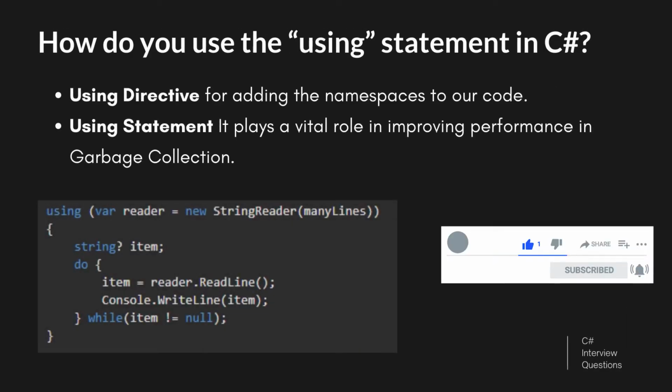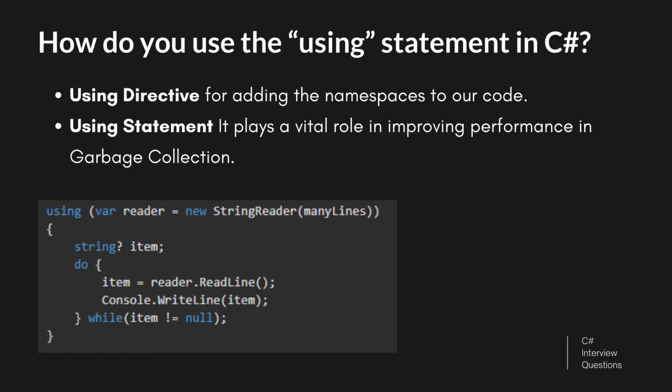How do you use the using statement in C#? We can use the using statement in these two situations: as a using directive for adding namespaces to our code, or as a using statement. The using statement plays a vital role in improving performance in garbage collection.